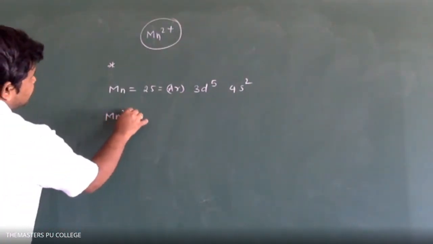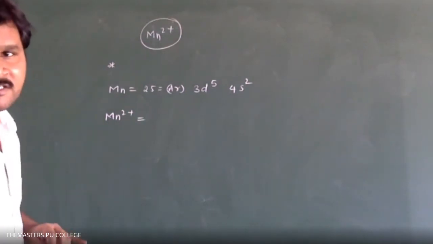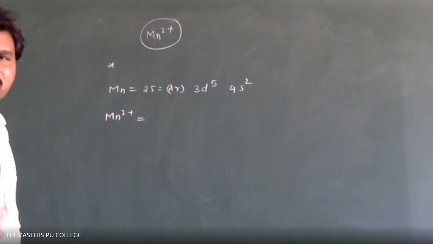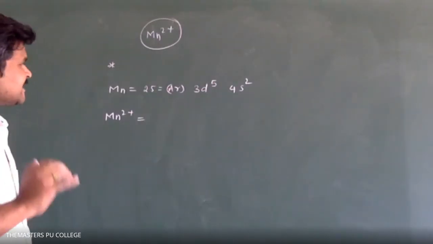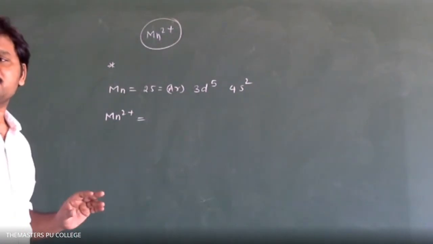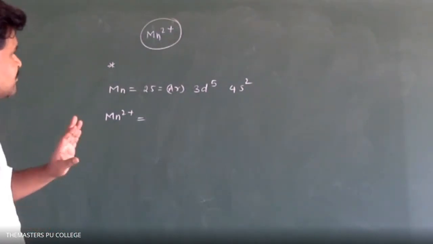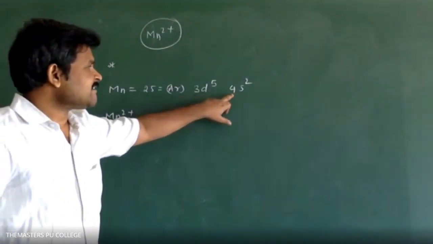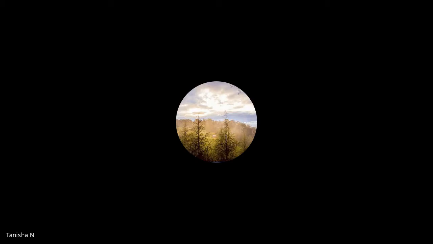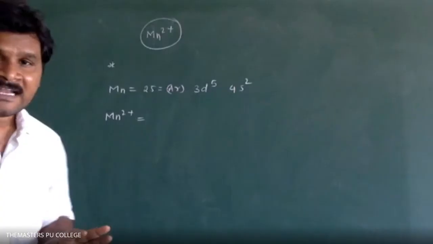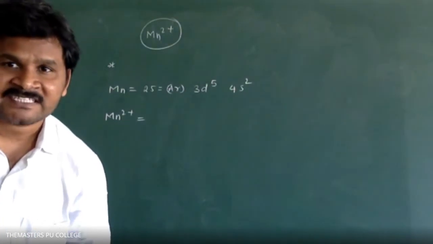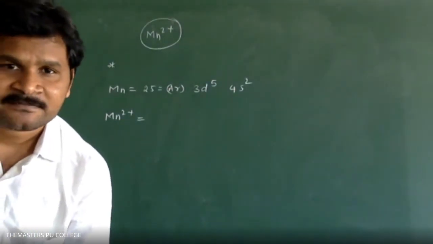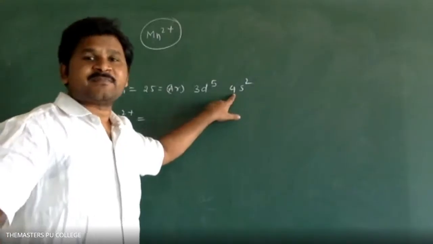Mn2+ means what we have to do? Subtract 2 electrons; we have to remove 2 electrons. The question is, which 2 electrons do we have to remove? That is the doubt. Very simple. Here, what is the n value? 3. Here, what is the n value? 4. Which has less attraction with the nucleus? 4s2. 4 means it is present in the fourth shell.